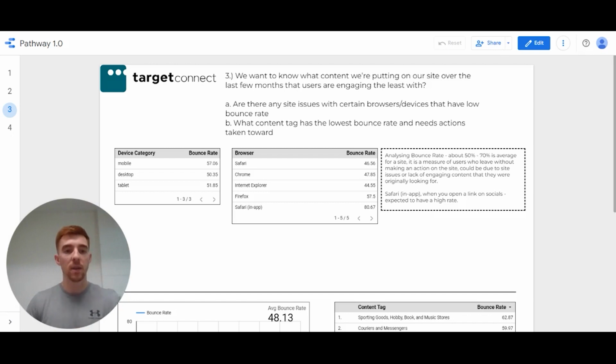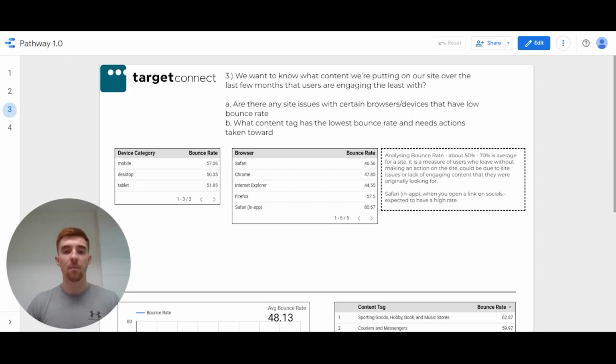So what I've done here, I've split it out by device category. So we've got mobile, desktop and tablet, and we can see that they're all around 50%. For bounce rate, about 50 to 70% is average for a site. It's a measure of the users who leave without making an action on the site. And it could be due to the site issues that I've just mentioned, or a lack of engaging content, which is what the second part of the task is about.